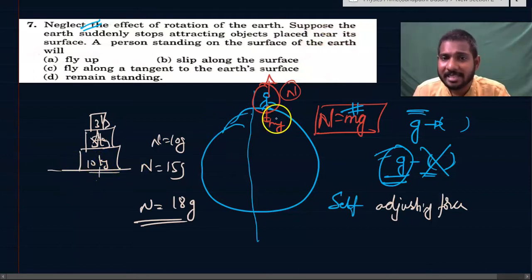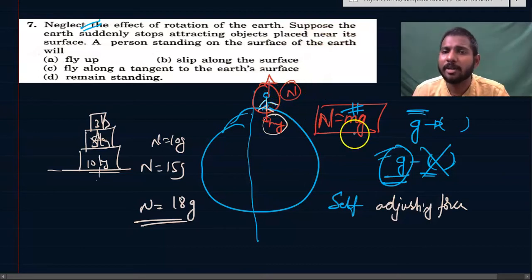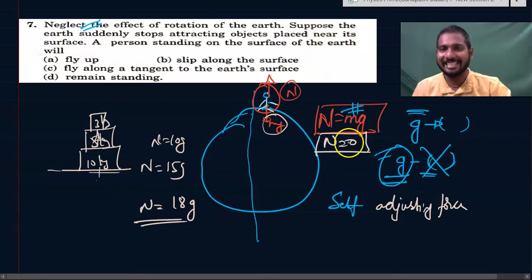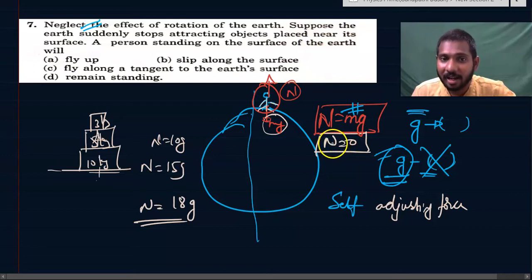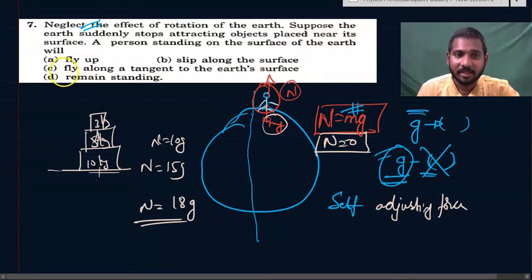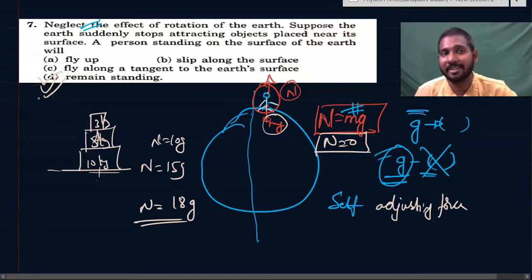In a similar way, when mg suddenly vanishes, due to inertia the boy tends to stay at rest in the same position, and the normal reaction also becomes 0. The boy is just standing on the ground without any change due to inertia. So what is the answer? Fly up, fly along a tangent to the surface, remain standing, or slip along the surface? The answer: remain standing, due to inertia, and the normal reaction gets adjusted to 0 after the earth stops attracting.